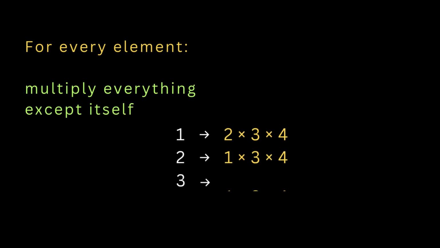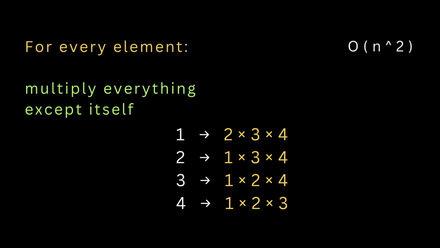The obvious solution is to go through every position and multiply all the other elements. But for every element, we are scanning the array again. That gives us O of n square time. And we can do better.